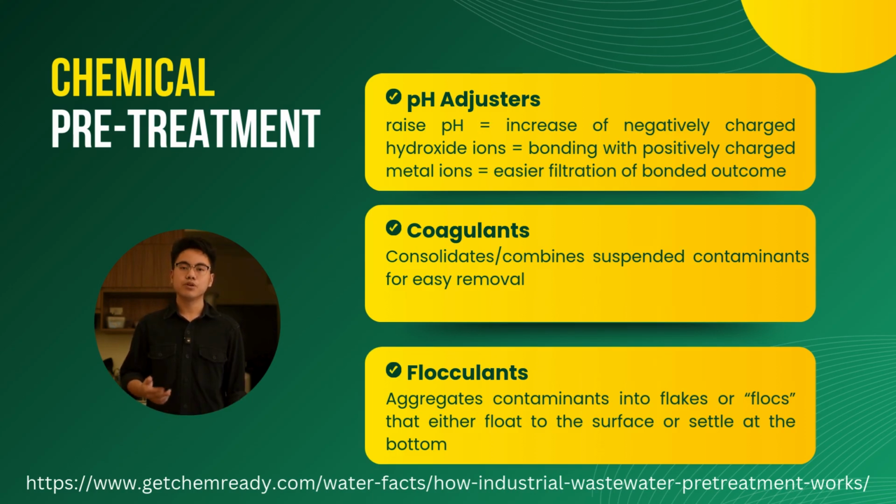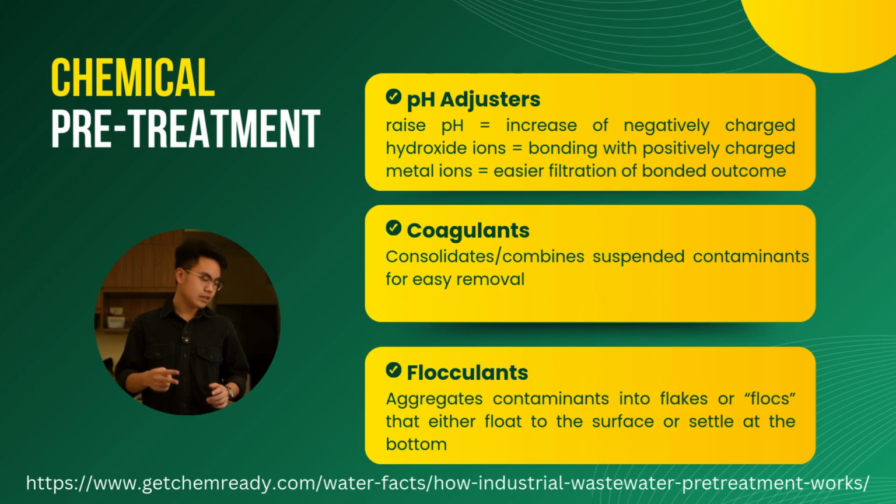The second is chemical pretreatment, which can be divided into three. The first is pH adjusters. What happens when you increase the pH of a wastewater is that you produce more negatively charged hydroxide ions. These ions now bond with the positively charged metal ions, which now bond into a bigger particle, which makes it a lot easier to be filtered out by the screens in the primary to tertiary process.